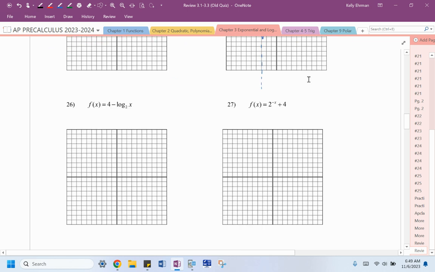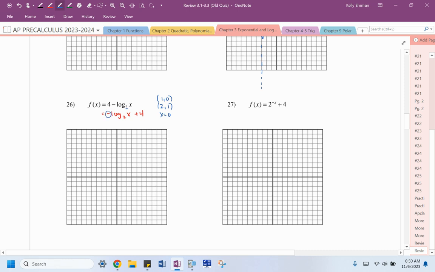All right, 26. I always like to spin this around so it's in a form I'm used to. So I'm just putting the positive 4 on the end, keeping the negative log. So this is a log graph again. Color code these actually. So the nice points originally for base 2 are 1, 0, 2, 1, x equals 0.